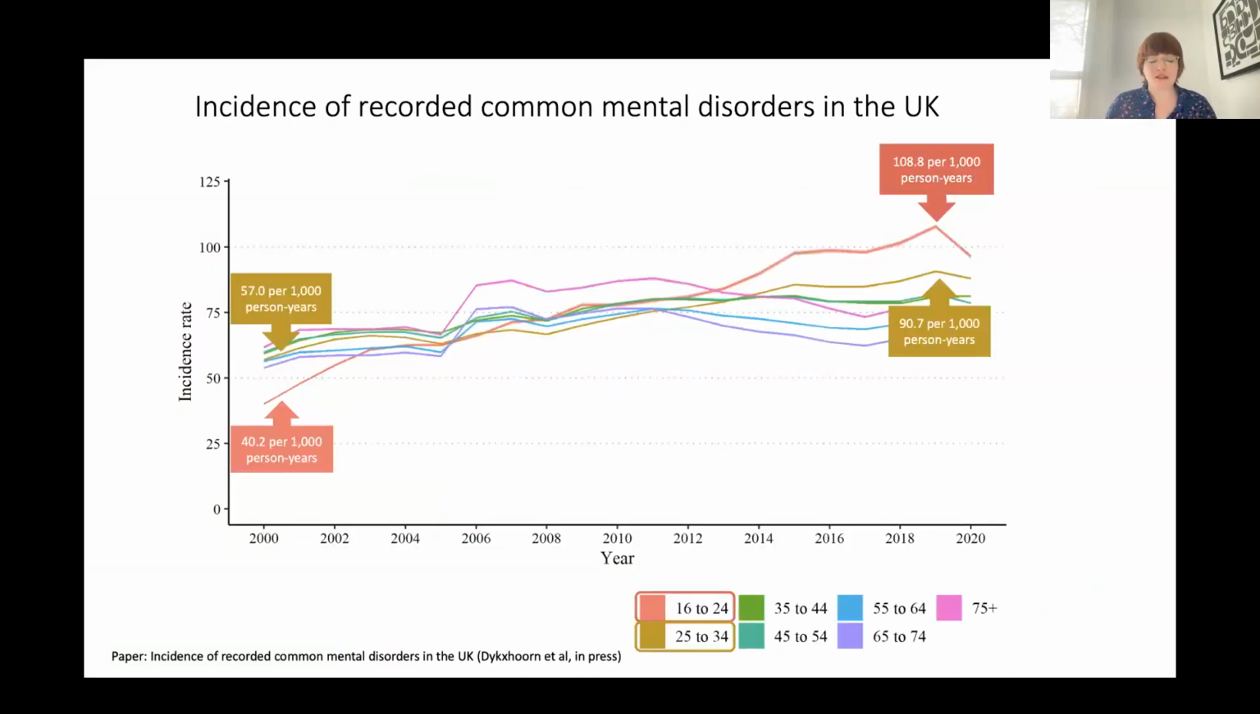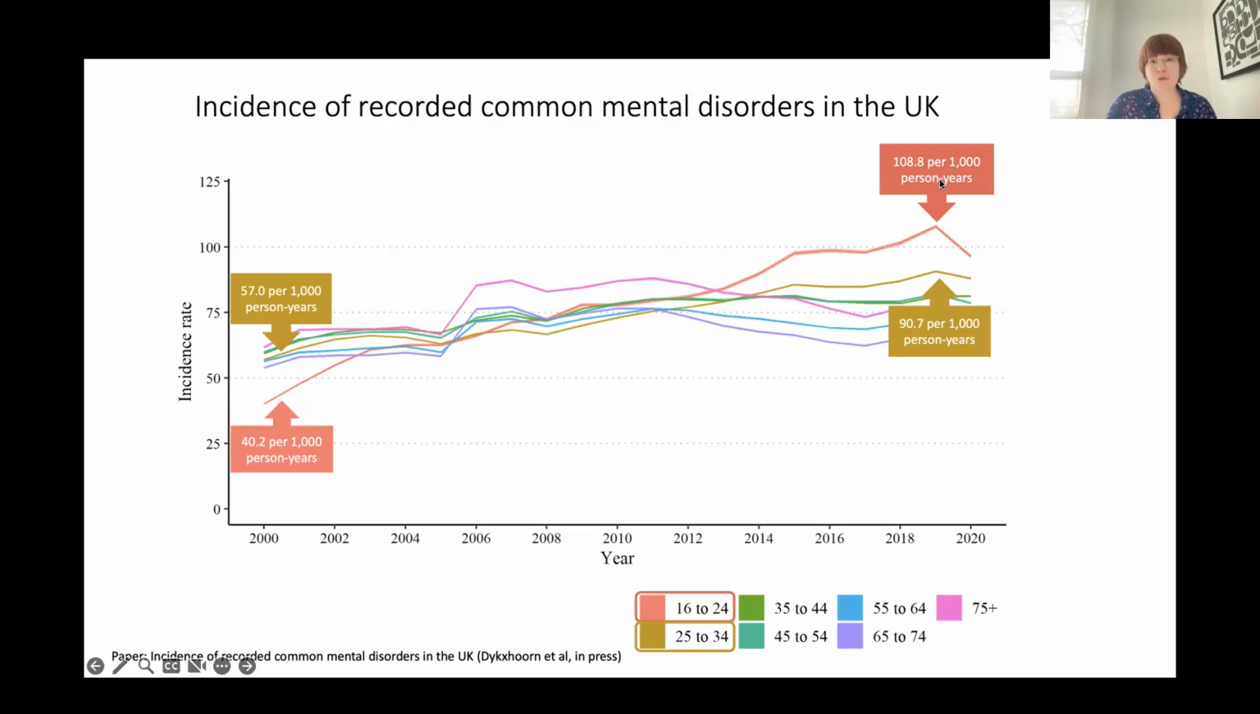The most surprising finding from this study, represented here on the screen, was this really large increase in the rates of common mental disorders in the youngest age groups. So here in the pink, and I think you can probably see my cursor, you can see in 2000, when we started the study, those in the youngest age group, those aged 16 to 24, had 40 per 1,000 person years incident annual cases.